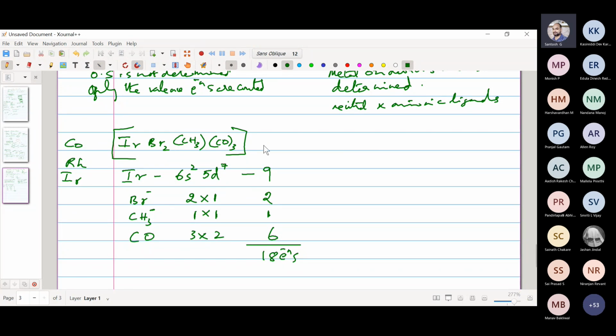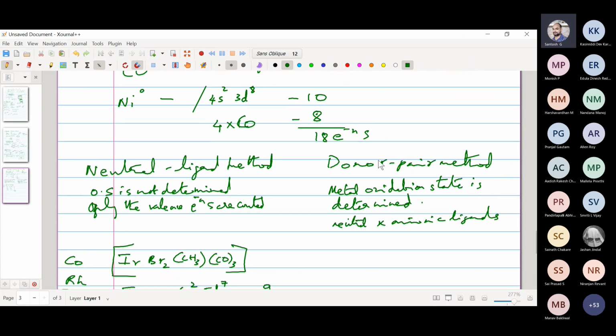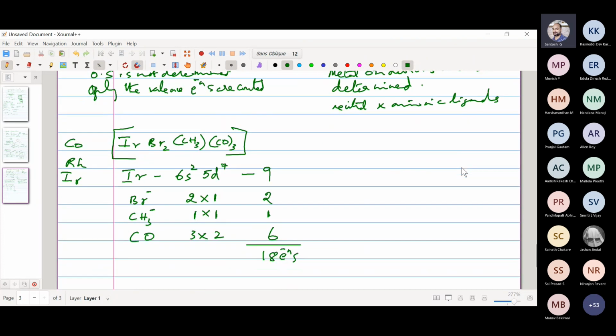Now let's do the other method, in which almost all these things are considered exactly the same, except that you seek to find the oxidation state of the metal, and each of the anionic ligands is a 2 electron donor in the second method. Which method is that? It's the donor pair method. So let's do that.